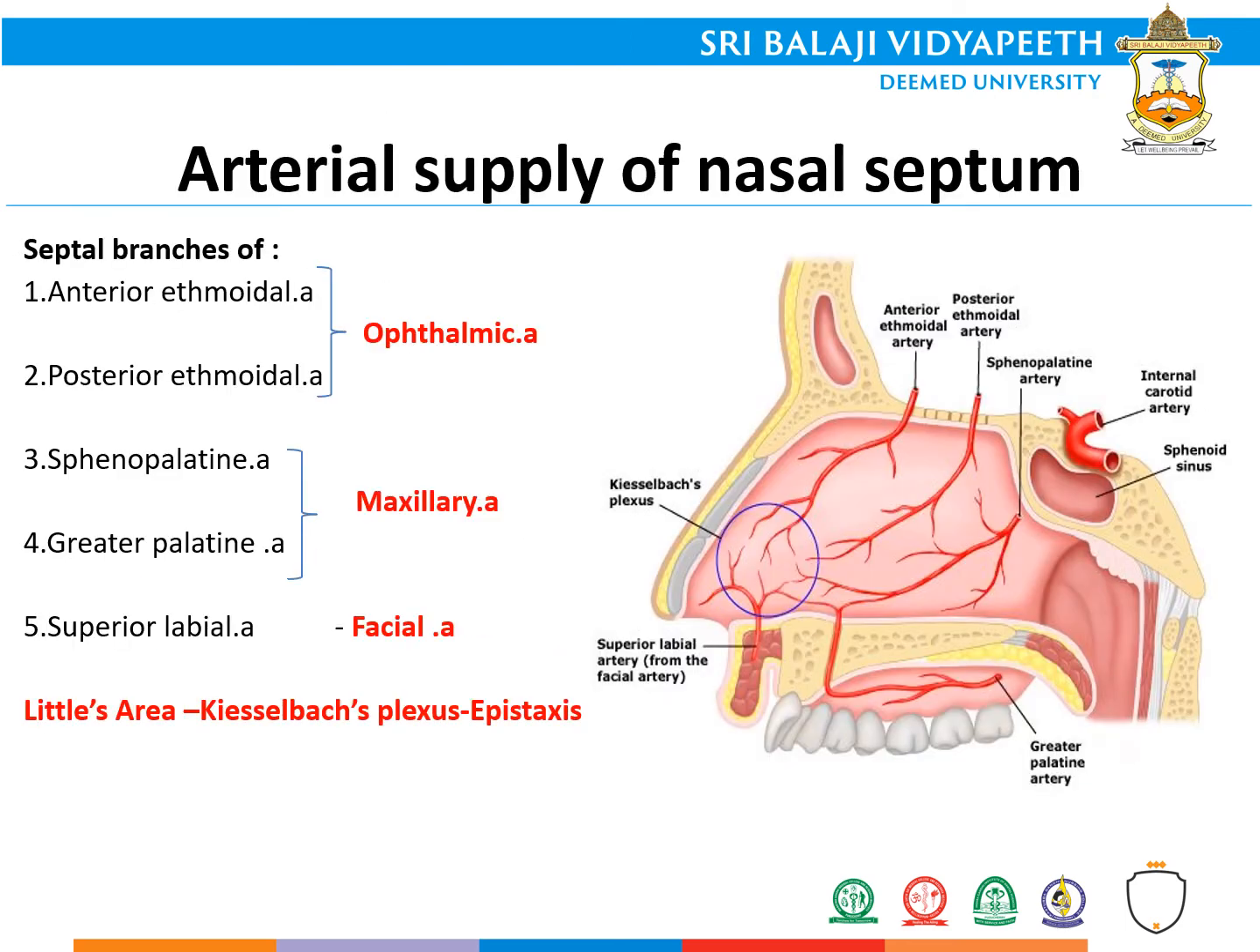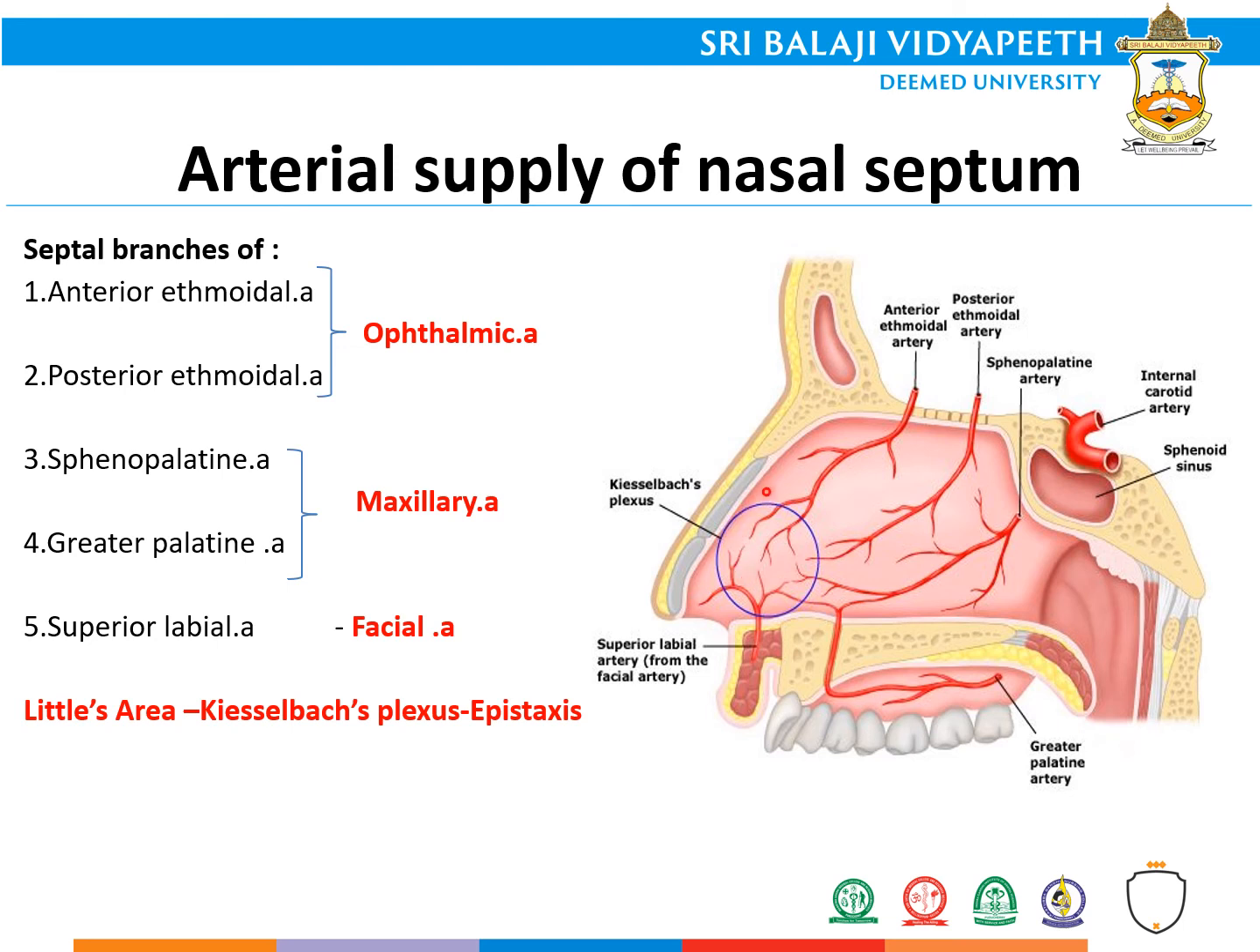Now coming to the arterial supply of the nasal septum. The nasal septum is supplied by branches of the ophthalmic artery, maxillary artery, and facial artery. So the branches of the ophthalmic artery which supply the nasal septum are the anterior ethmoidal and posterior ethmoidal arteries. And the branches of the maxillary artery which supply the nasal septum are the sphenopalatine artery and the greater palatine artery. Right? And also the superior labial branch of the facial artery also supplies.